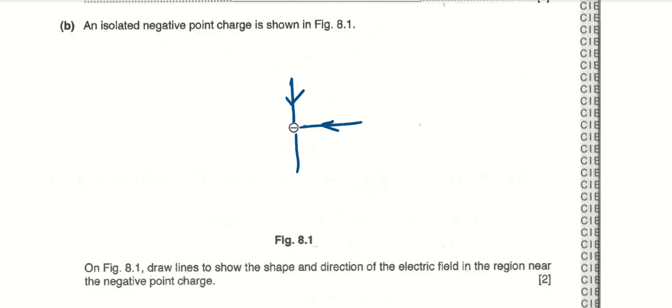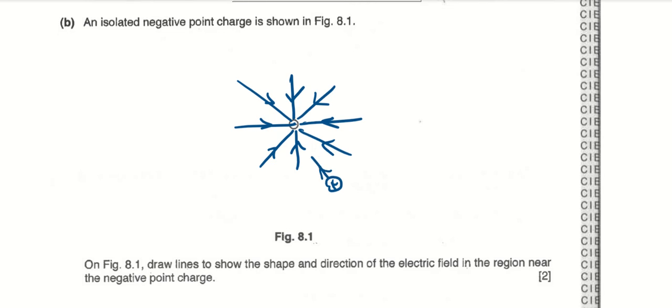Here, why is the direction like that? It's as if I have a positive charge here and I'm testing it. Then I find that the positive charge gets attracted to the negative charge because unlike charges attract, right? So the direction of the force is towards this negative point charge. Any question?